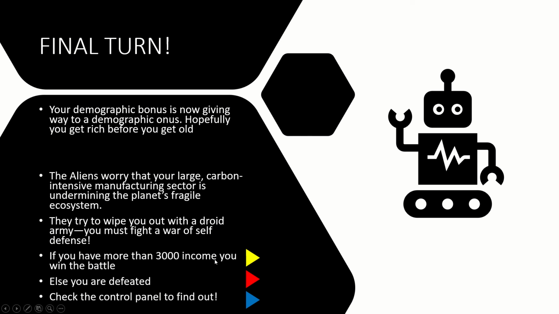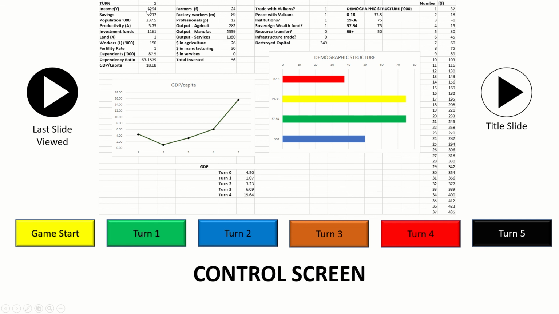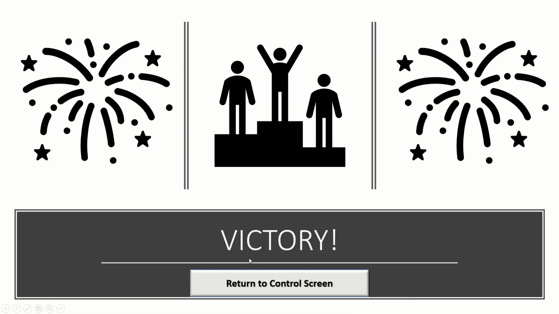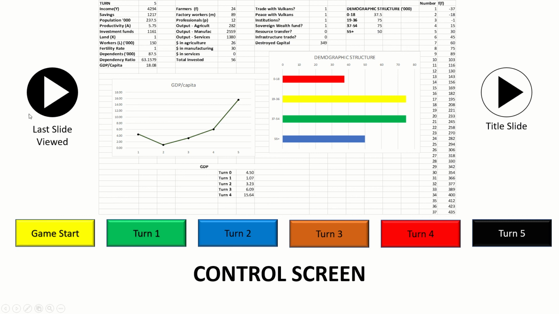If you have more than 3,000 income, you win the battle. You click that if you win the battle, else you're defeated. Click that if you're defeated. Then you want to check the control panel to find out how much income you've got. So we go back. We've got 4,000 income, so we absolutely crushed the threshold. That means we go back to the last slide we viewed. So we have more than 3,000. Victory! Huzzah! And we can go back to the control screen.